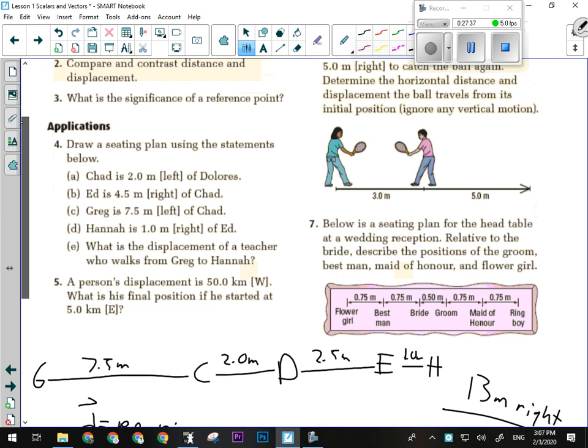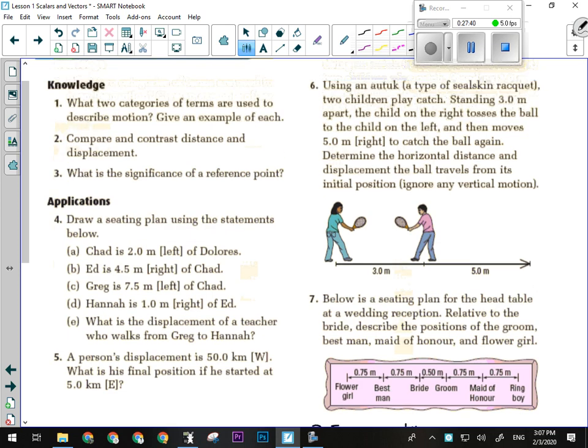All right, see if you can apply that to question number 6. You've got these 2 people playing with an otter, which is a sealskin racket, apparently. Standing 3 meters apart, the child on the right tosses the ball to the child on the left. So where does the ball start? 0. That's all 3 meters. Who has it, the purple or the green? Green.